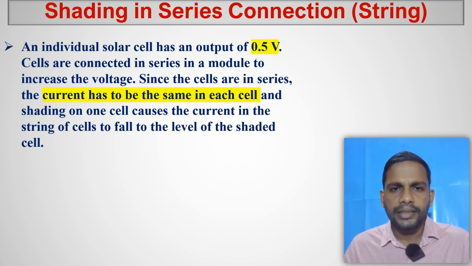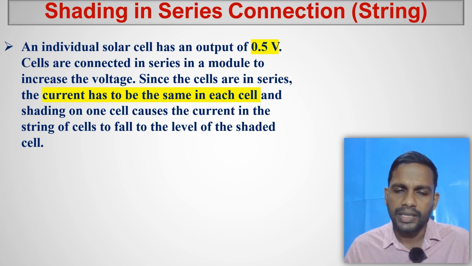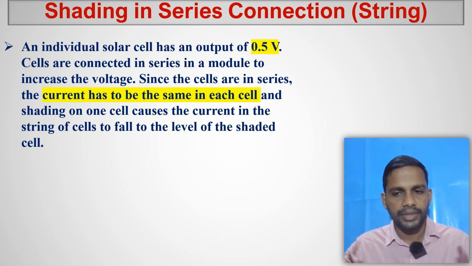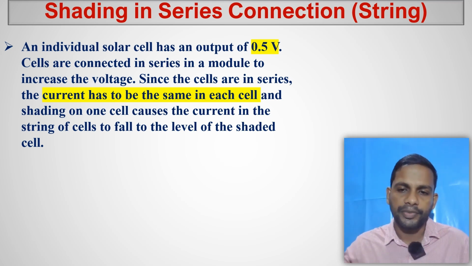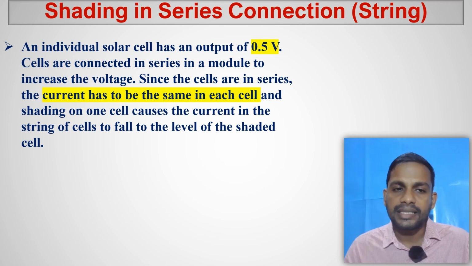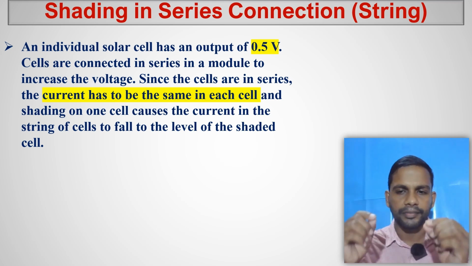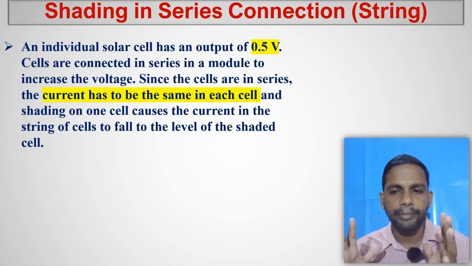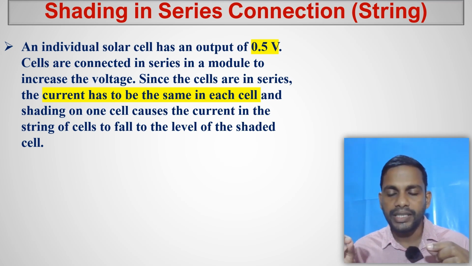An individual solar cell has an output of 0.5 volts. Cells are connected in series in the module to increase the voltage. That's what I said; you need to watch the previous video, where we talked about why we go for series connections and why we go for parallel connections. Since the cells are in series, the current has to be the same in each cell. That's the key. Why does shading have a big impact? Because we need the current to be the same in each cell, since it's a series connection.